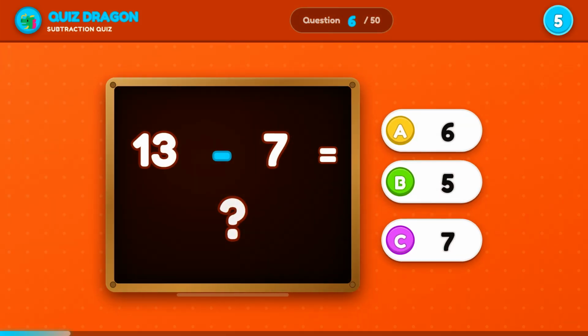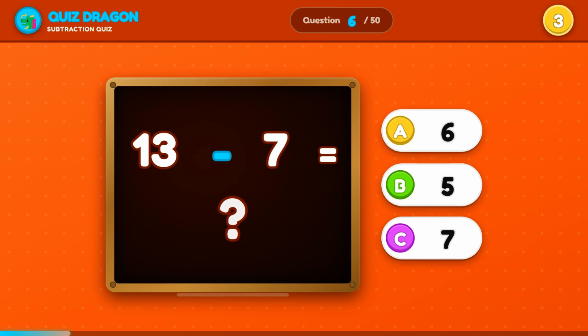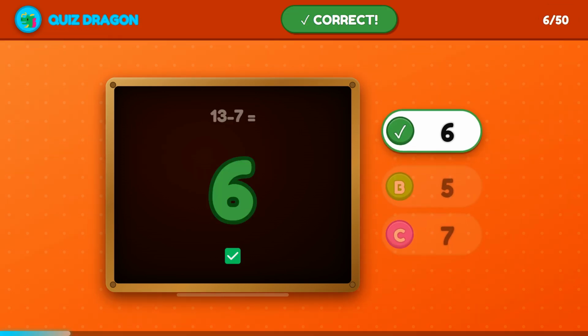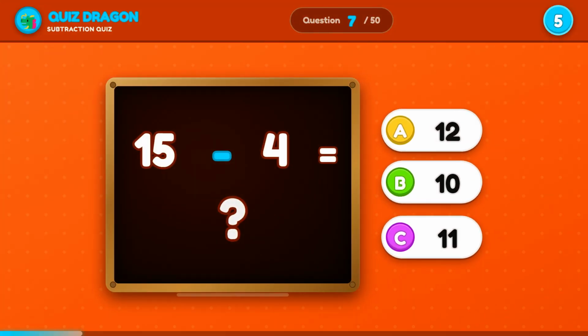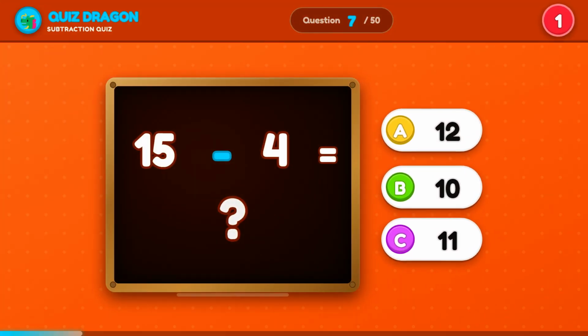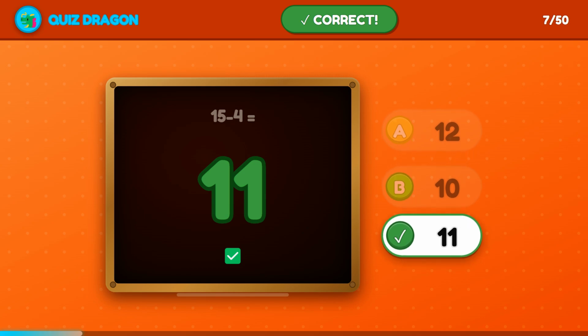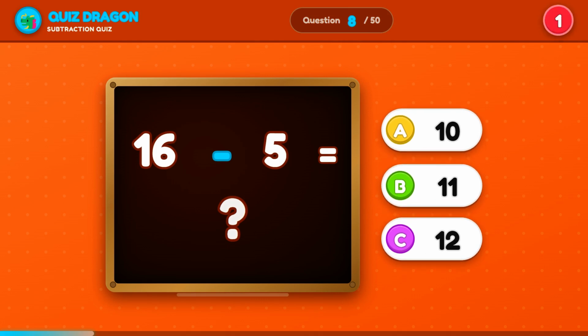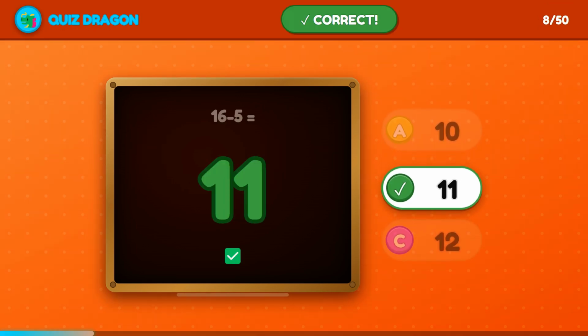Question 6. What is 13 minus 7? The correct answer is A, 6. Question 7. What is 15 minus 4? The correct answer is C, 11. Question 8. What is 16 minus 5? The correct answer is B, 11.